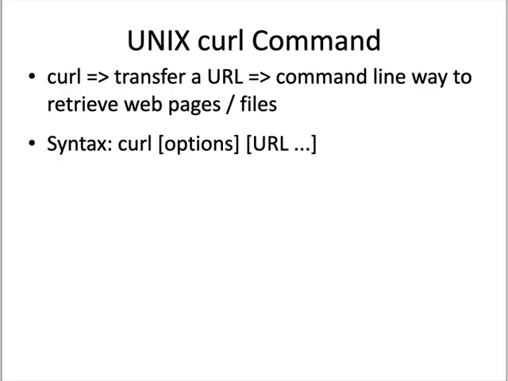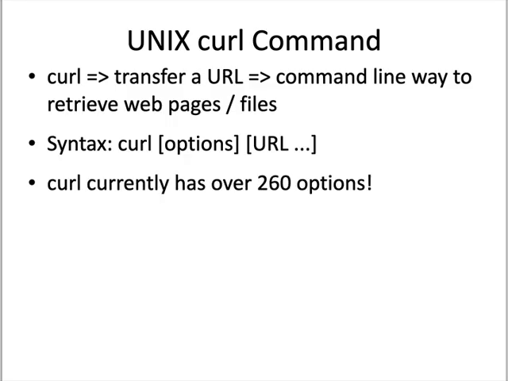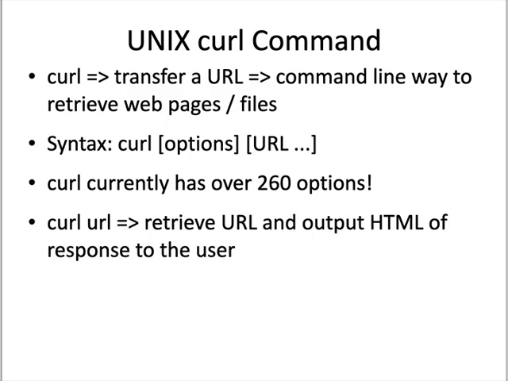So the syntax of the curl command looks like this. It's curl, you optionally have options, and then you have one or more URLs that you want to retrieve. Now, as far as options, curl currently has over 260 options, and it grows quite rapidly. But if you use it in its simplest form, which is curl space URL, this is going to retrieve the URL and output the HTML portion of the web page to the user. And by the user, I mean to their screen.